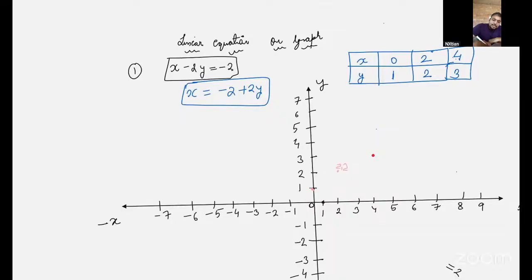Correct. Now you guys can see these three points. Every time, remember this thing: the graph of a linear equation is always a straight line. Repeat after me. It is always a straight line. So if the points which you are getting are not in a straight line, then it means that you did something wrong. If they are in a straight line, then it means that you did correct. So this is the answer. What equation is this? This equation is x minus 2y is equal to minus 2.